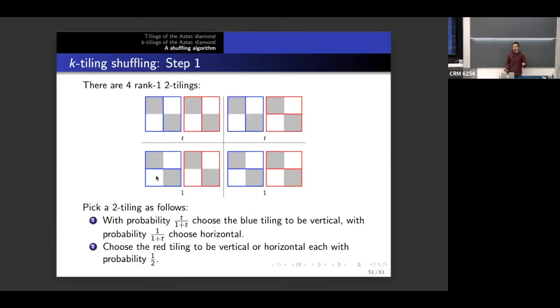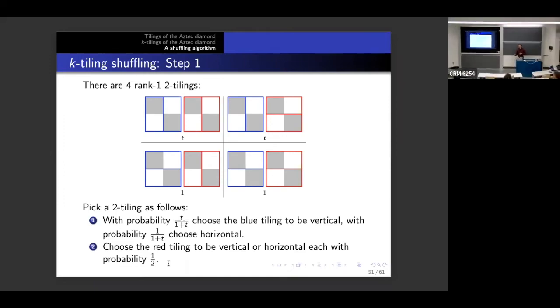So we start with the rank 0 tiling, and then there are 4 possible rank 1 tilings. I've just drawn them here. We're always going to work in 2 colors here, but it generalizes to K colors. So I've drawn the 4 possible rank 1 tilings and their weights, and we're just going to pick one with the appropriate probabilities. So one way to do this is to have the blue tiles be vertical with probability t over 1 plus t, and choose them to be horizontal with probability 1 over 1 plus t. And then after we've chosen the blue, pick the red to be vertical with probability 1/2. So that's step 1. We generate a rank 1 tiling.